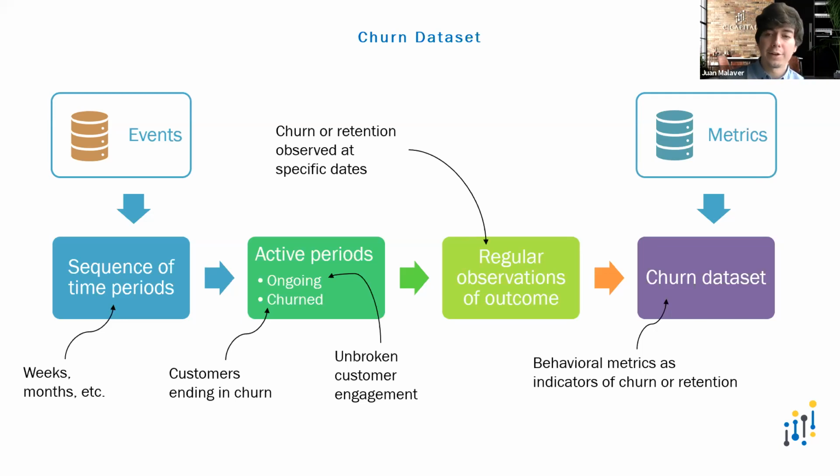So this requires a sequence of steps. We're pulling in both event data and metric data. We're defining specific time intervals. We're defining which of those intervals were active for each customer. And then we do that over a sequence of observation dates. Following that flow, we finally end up with a data set that's ready for machine learning, for data science.